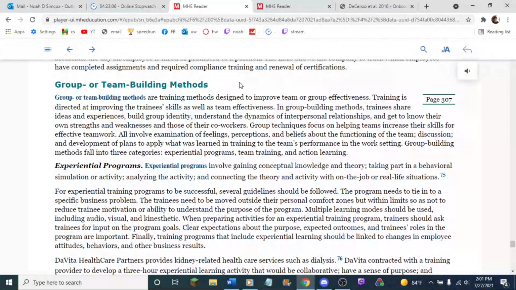Group techniques focus on helping teams increase their skills for effective teamwork. All involve examination of feelings, perceptions, and beliefs about the functioning of the team, discussion and development of plans to apply what was learned in training to the team's performance in the work setting. Group building methods fall into three categories: experiential programs, team training, and action learning.